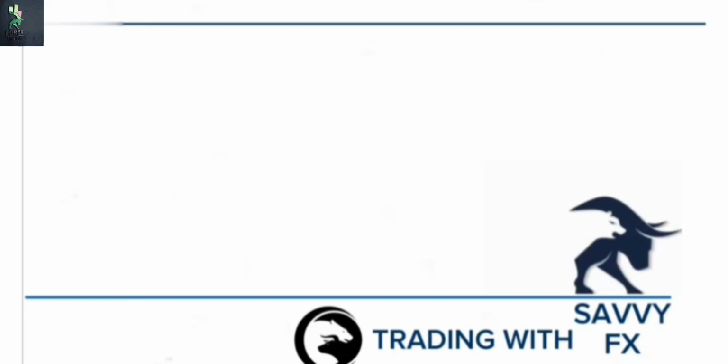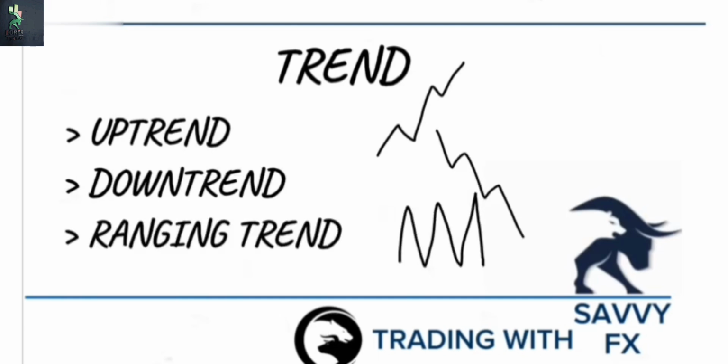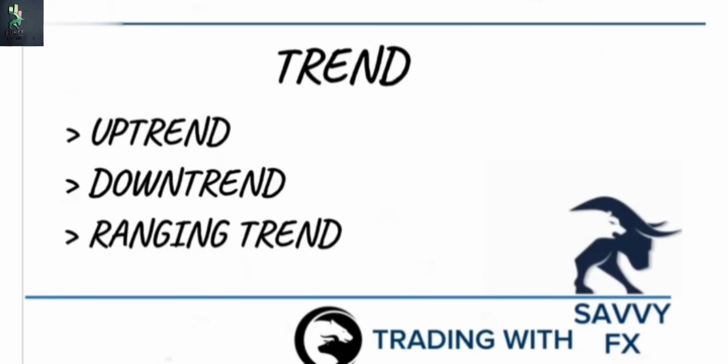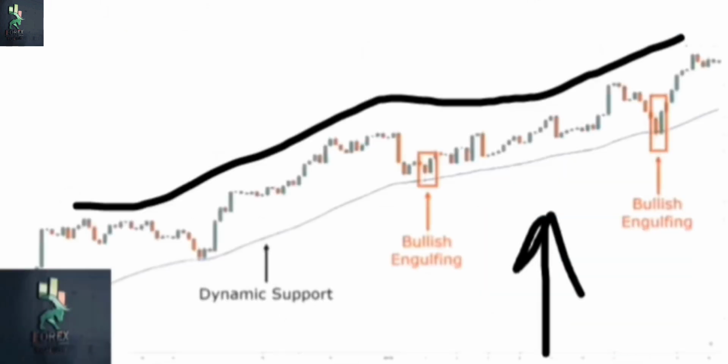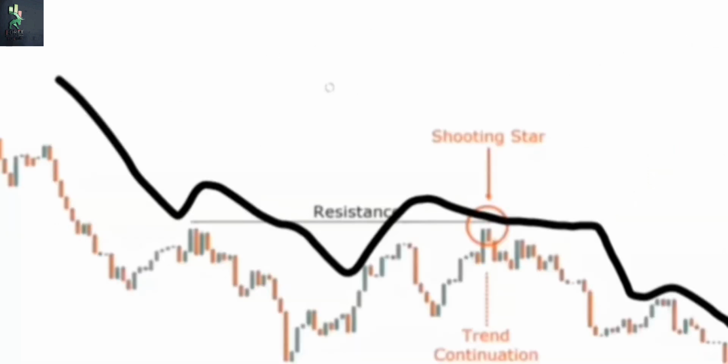The first thing we're going to dive into is the trend. A chart shows 2 main types of trends, the uptrend and the downtrend. There is also what we call a sideways or ranging trend, often referred to as consolidation. This occurs when the market isn't moving in an uptrend or downtrend, indicating indecision in the market. When the market is in an uptrend, traders are more likely to place buy orders. On the other hand, if the market is in a downtrend, traders are more likely to place sell orders.